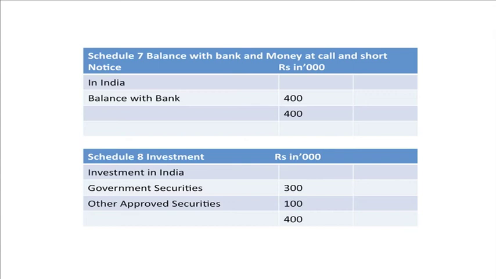Schedule 7, balance with bank and money at call and short notice. In India, balance with bank, that is other banks, it is 400 being given in the question, is placed accordingly. Schedule 8 is investments. Investment in India, government securities was given 300, we placed it. Other approved securities 100, so aggregating to 400. Schedule number 8 total is 400.